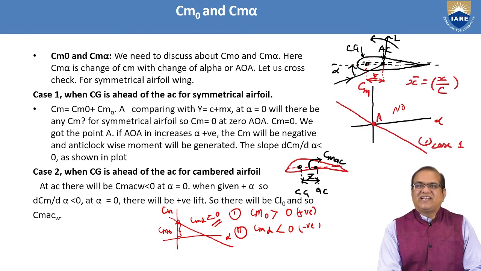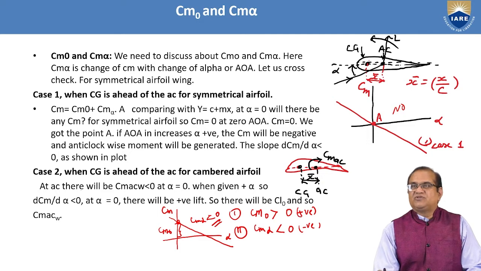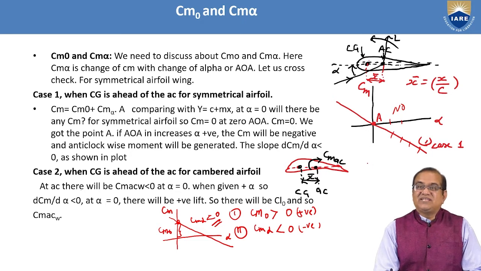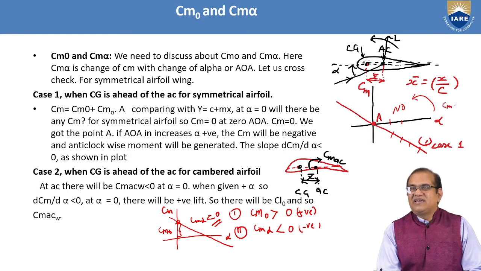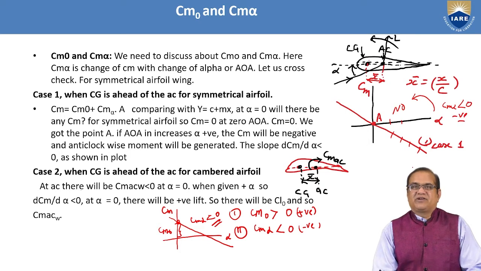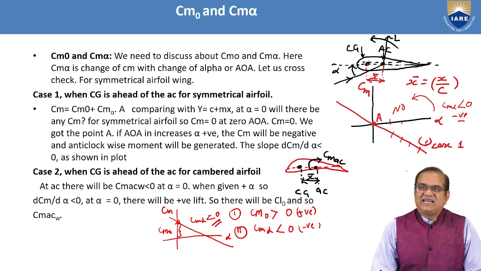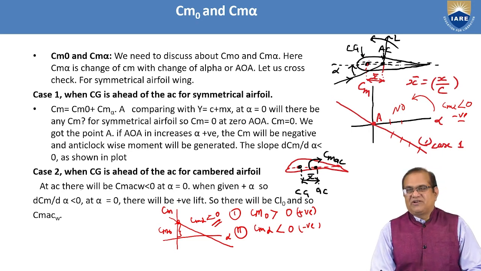If the angle of attack is increased in the positive direction, in this direction, Cm will be negative. So here this Cm is negative, and an anti-clockwise moment will be generated. So here your moment will be in this direction, or Cm alpha is less than 0 or negative, as in this plot. The slope of dCm by d alpha is less than 0 as shown in the plot.